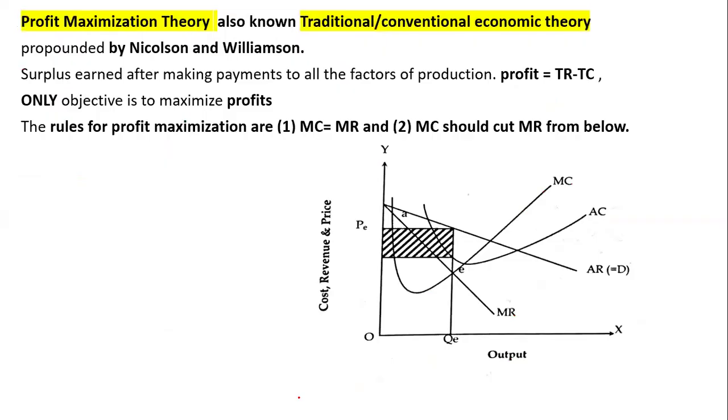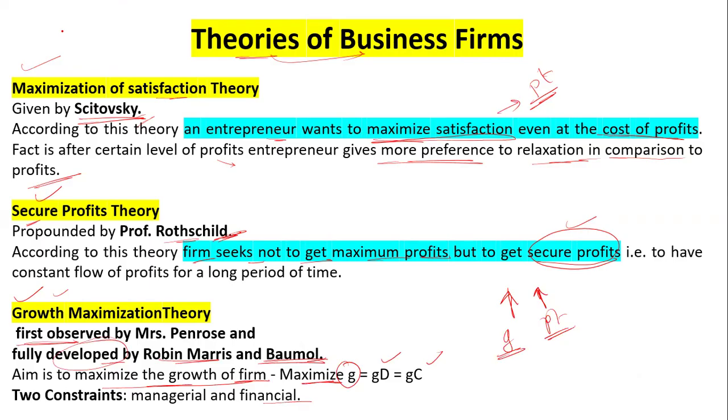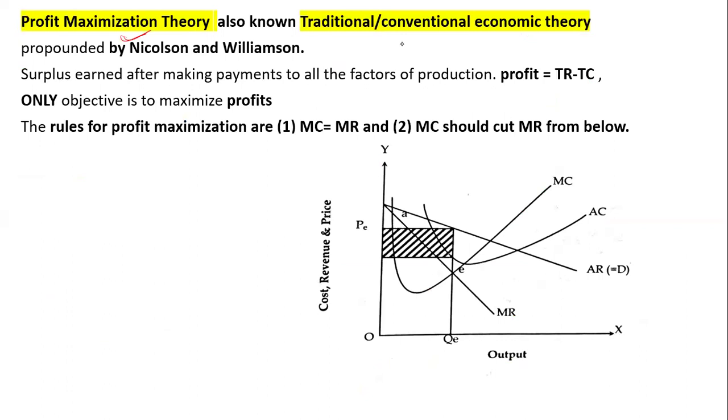Now let's move on to the next theory, the profit maximization theory. It is also known as the traditional or conventional economic theory, because it's a traditional thing. Why is a business doing business? For profit maximization. The business is nothing but profit maximization. So that's why this is a traditional and conventional economic theory. This theory is propounded by whom? Nicholas and Williamson. Clear?